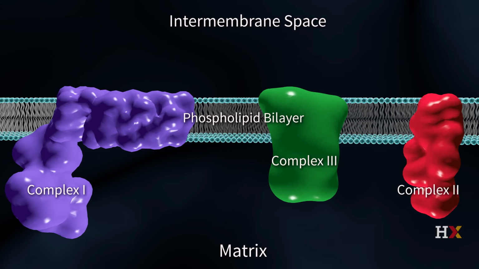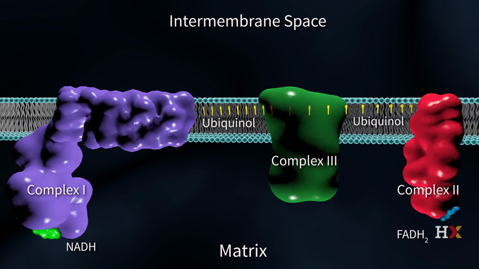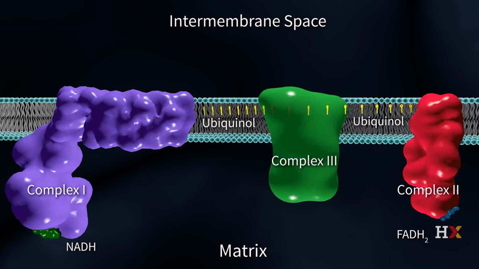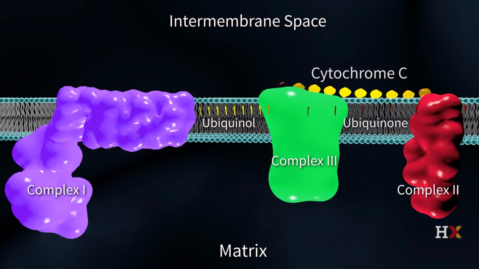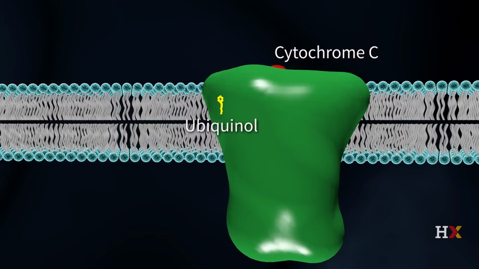Complexes 1 and 2 harvest electrons and protons from NADH and FADH2 respectively, reducing coenzyme Q. Ubiquinol released by complex 1 and 2 diffuses in the membrane and binds to complex 3. Ubiquinol is reoxidized by transferring its electrons and protons to complex 3. The electrons accepted by complex 3 are then transferred to cytochrome C, bound at the surface of the membrane.